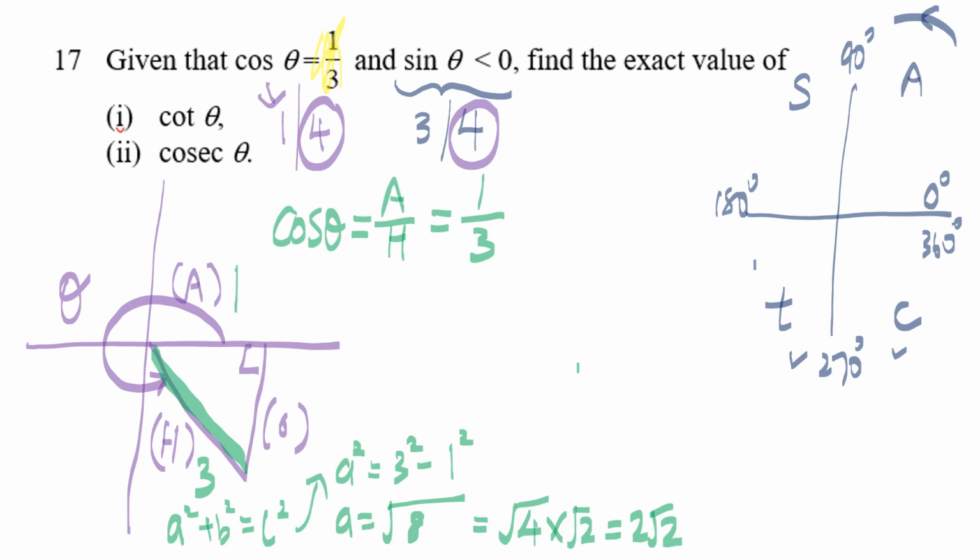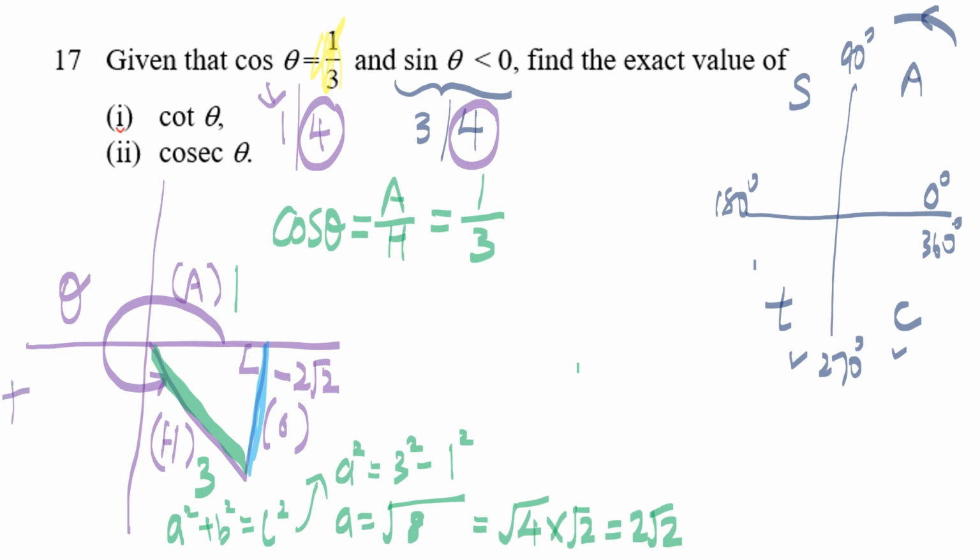Okay, but the opposite side is not 2 square root 2, because you're talking about this length, this value that is below the x-axis, since we're linking it to coordinate geometry. Below the x-axis will be a negative value. So hence that will be negative 2 square root 2. All right, so from there we can get your values of tangent theta and also sine theta.